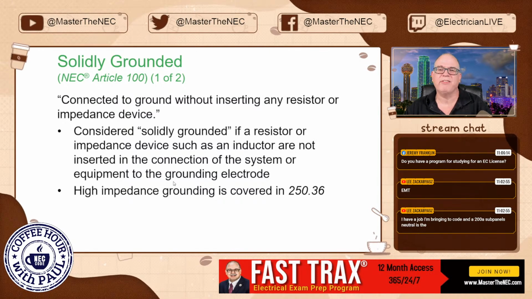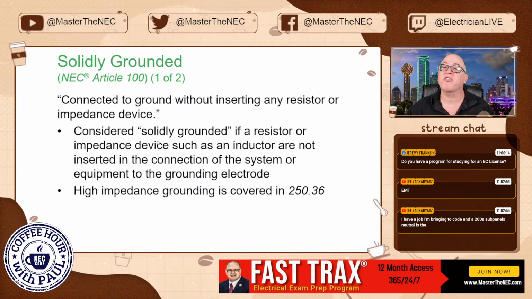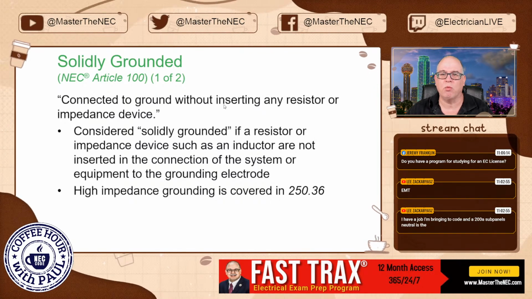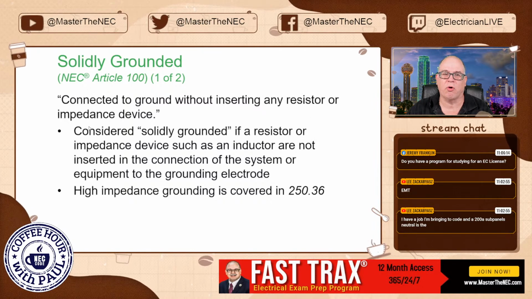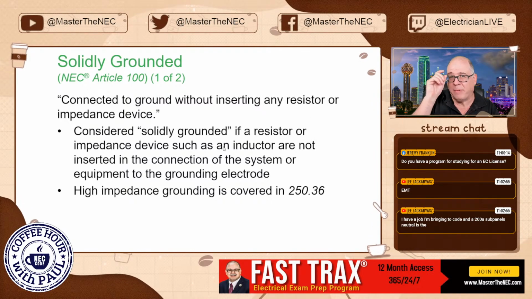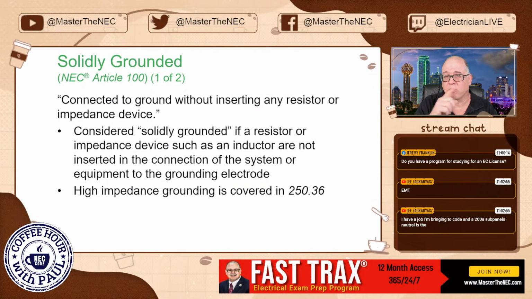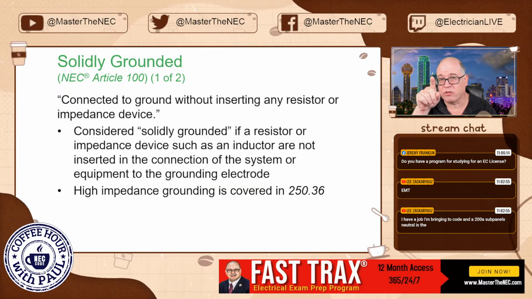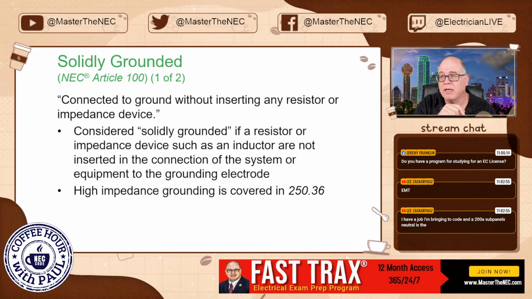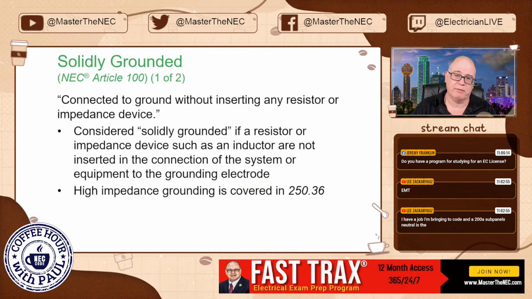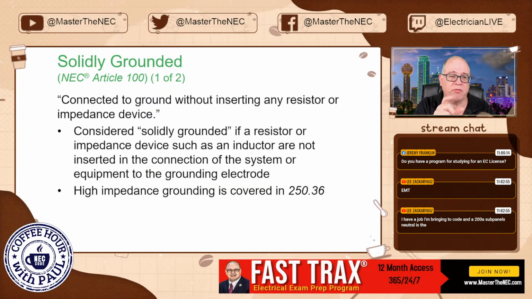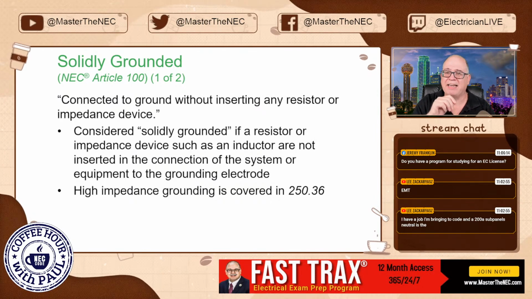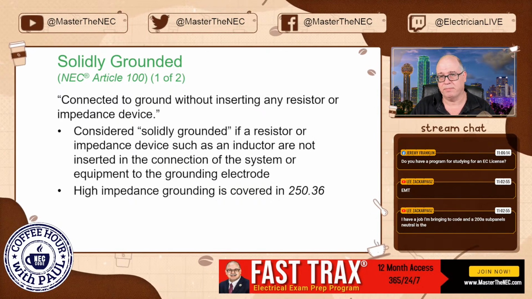Solidly grounded. What does that mean? So when something is solidly grounded, it is a physical connection, right? It's connected to ground without inserting any resistor or impedance device. So if I go from my service panel and I go down to a ground rod, that connection, straight from the panel's grounded conductor terminal bus down to the electrode, that would be solidly grounded. I'm not inserting any resistor in there. I'm not inserting any impedance device in there. That is a solidly grounded connection, okay?